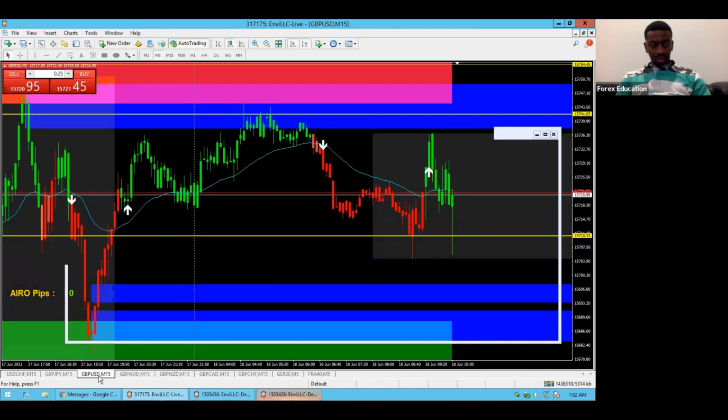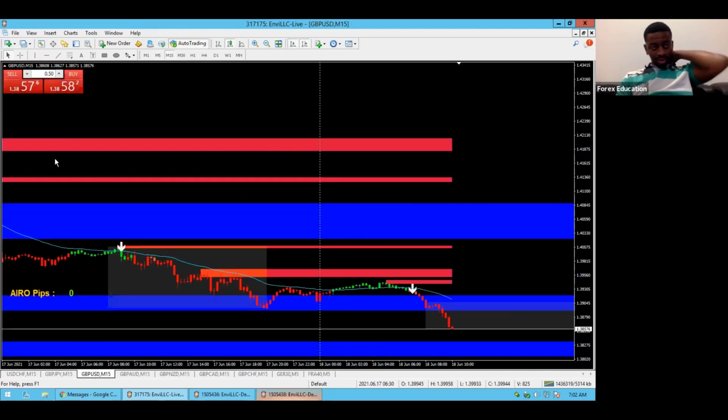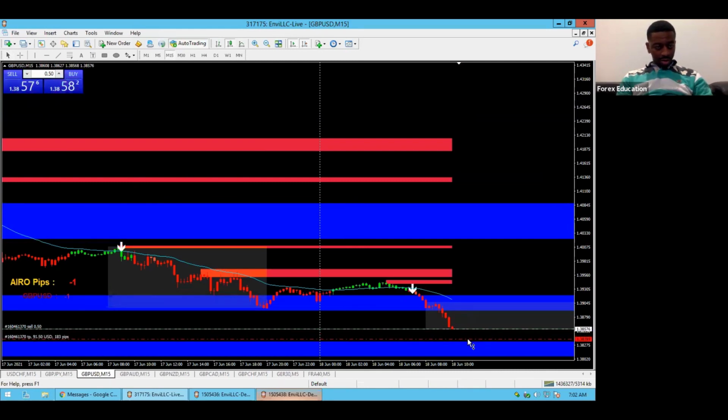All right, guys, while we wait, I am jumping into a GU sell down to the zone, which is over 20 pips, but I'm almost going for 20 pips.